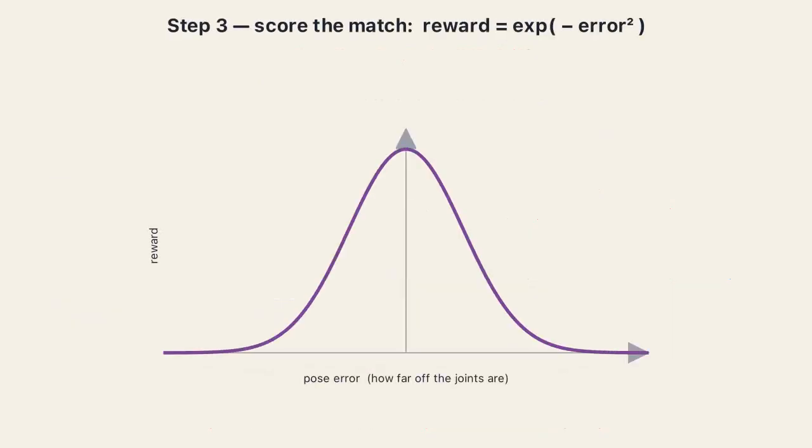Now the key idea. As the robot moves, at every single step we compare its current pose to the pose the answer key says it should be in right now. We measure the error, how far off each joint is. Then we turn that error into a score with one formula, e to the minus error squared. Read it like this. 0 error gives the maximum score of 1. A small error, still a high score. A large error, and the score collapses towards 0. Perfect match, full marks. Way off, almost nothing. This single number is the imitation reward you watch climbing during training.